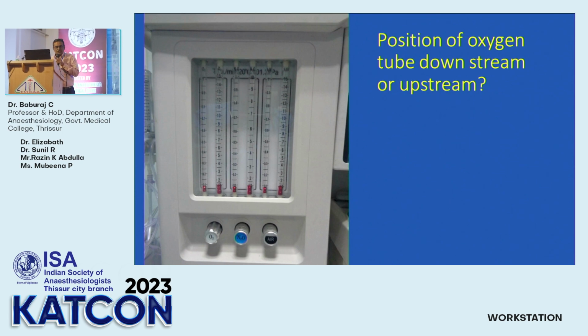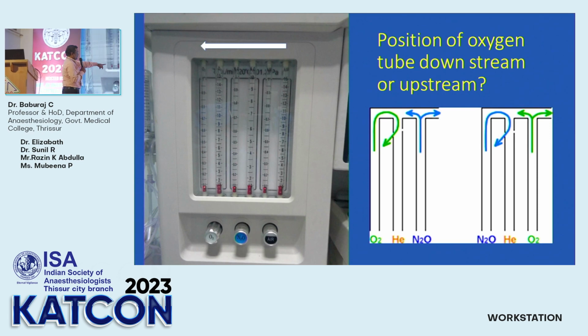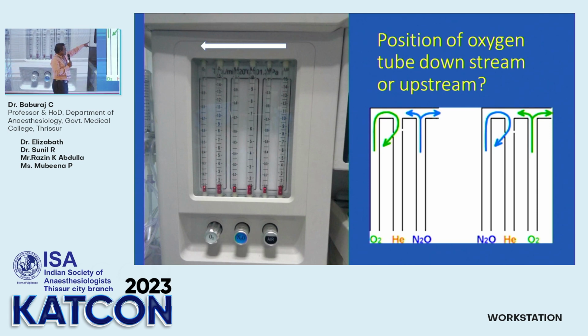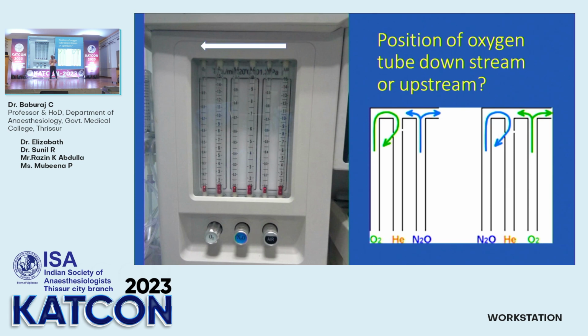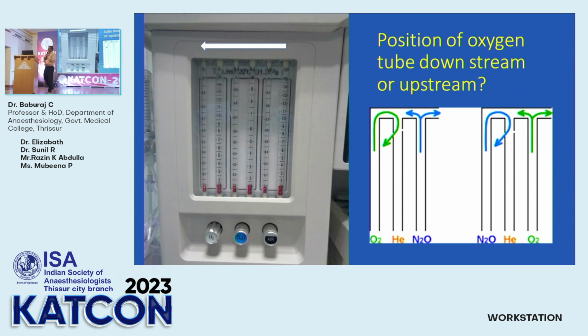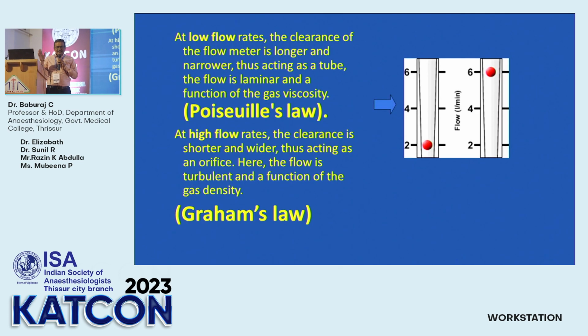And regarding position of oxygen, you have to remember by heart that it should always be downstream. Okay. You can see here oxygen is upstream. So suppose there is a break, what will happen? The patient is getting nitrous oxide. Suppose the oxygen is downstream, what happens is, even if there is a breakage, the patient may be getting oxygen rather than nitrous oxide. It can prevent hypoxia. And there are two laws, Poiseuille's and Graham's. In viva, they will be asking. Low flow, it is Poiseuille. High flow, it is Graham's.